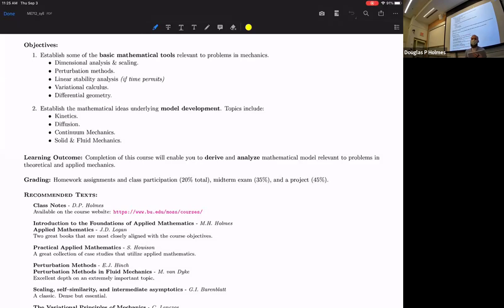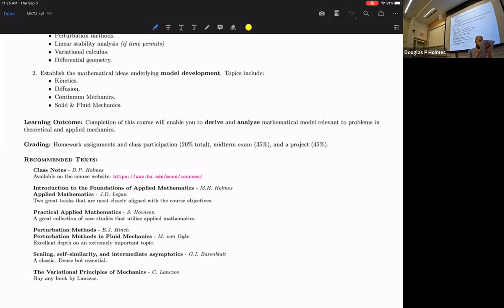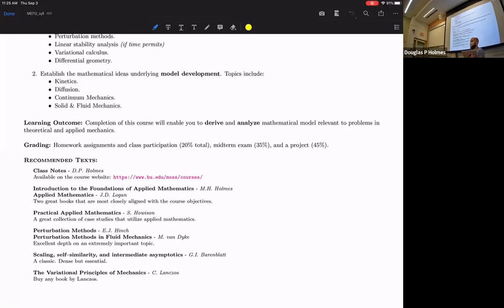In terms of texts, I have not found a book that I think covers what I want to cover completely, so I put a bunch of recommended texts. You don't have to purchase all of these. If you're doing stuff and you're like, oh, this is great, I want to keep working on problems like this, then you're going to want to pick up some of these books. If you're going to get one, I would get the one called Introduction to Foundations of Applied Mathematics by Mark Holmes, unrelated.